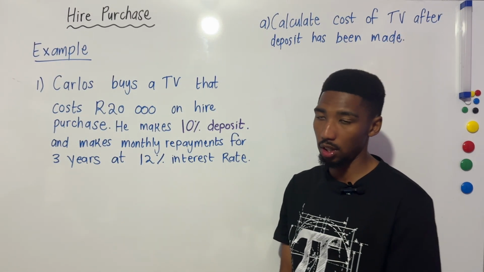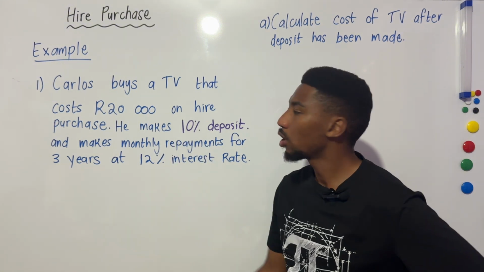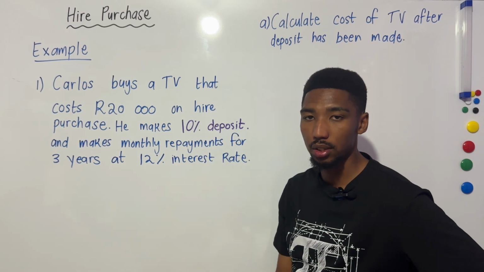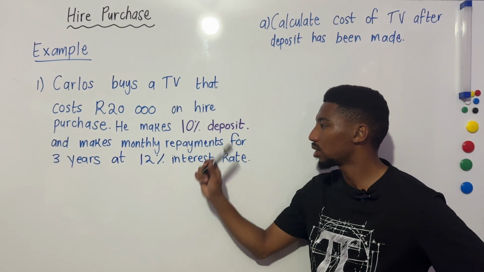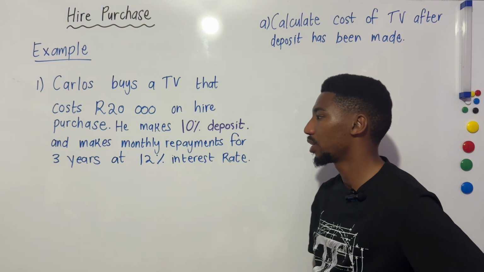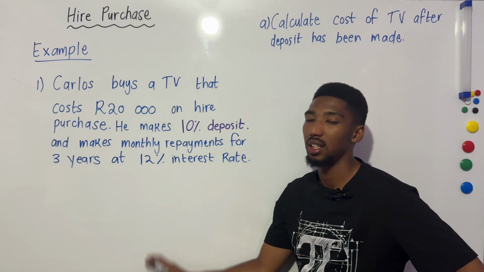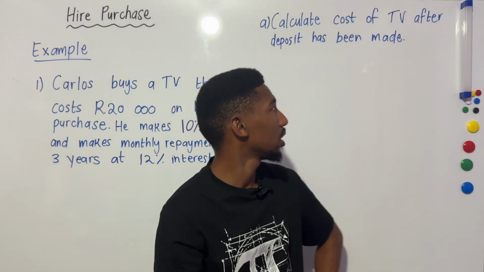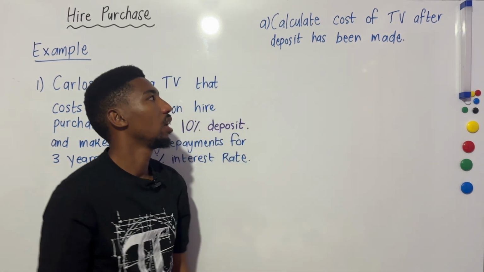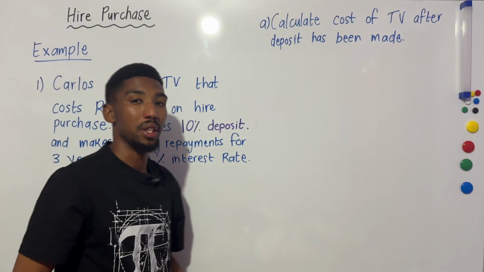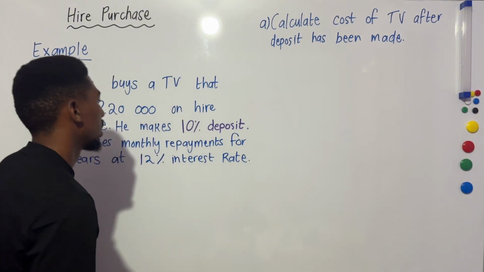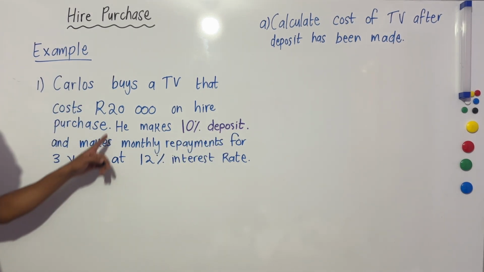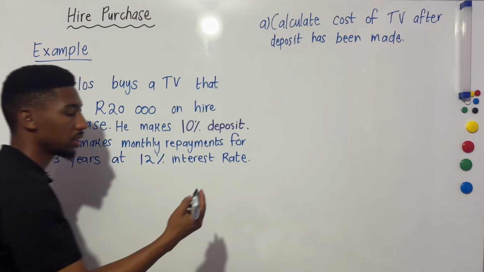Right, let's look at the first example. Carlos buys a TV that costs 20,000 Rand, which is very important information, on hire purchase. He makes a 10% deposit and makes monthly repayments for 3 years at a 12% interest rate. Now, let's look at the first question. The first question says, calculate the cost of the TV after the deposit has been made. So, Carlos is paying a 10% deposit. 10% of what? The 20,000 Rand. So we need to find that.